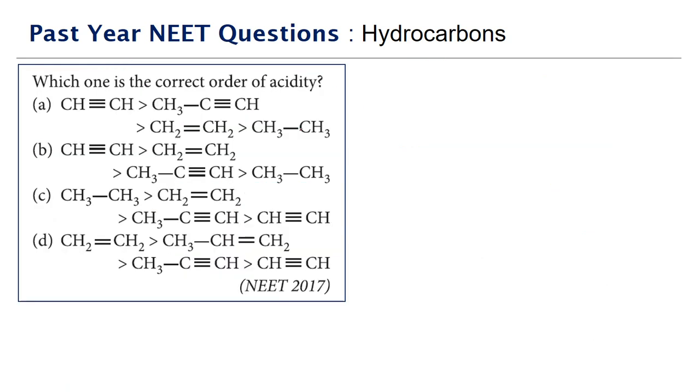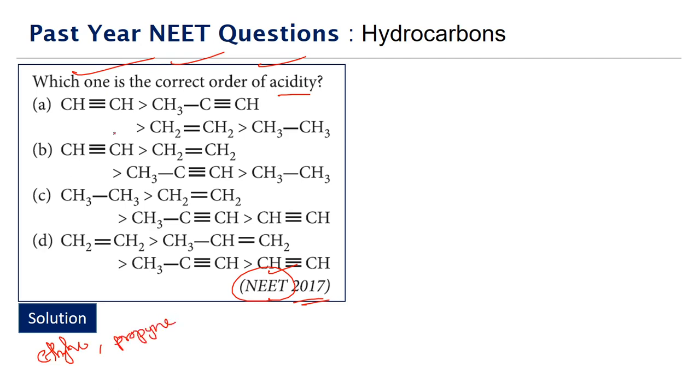Next we have a question on the comparison of acidity or acid nature. This is the question that came in the year 2017. Which one is the correct order of acidity? We have to talk about the acidic nature strength. So let's look at what these substances are. They are talking about ethyne or acetylene, propyne, ethene, and ethane.